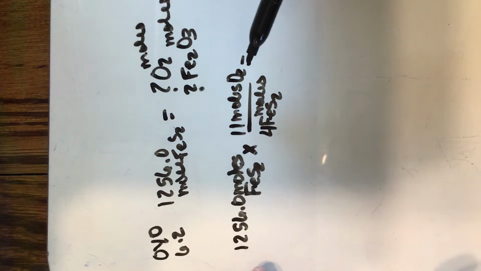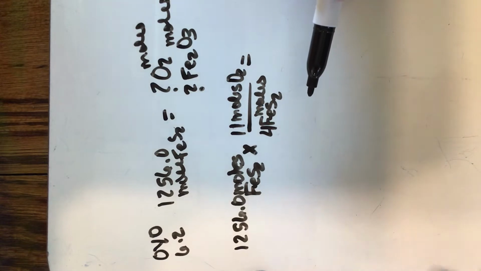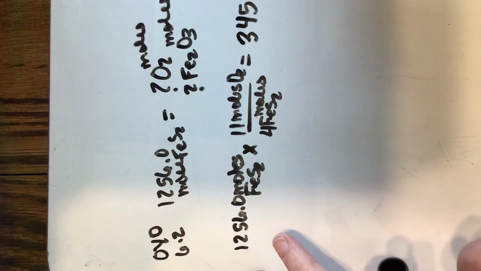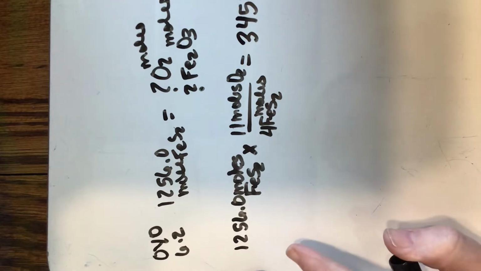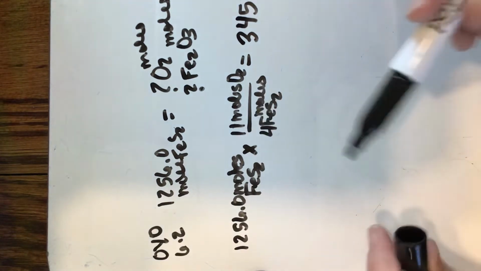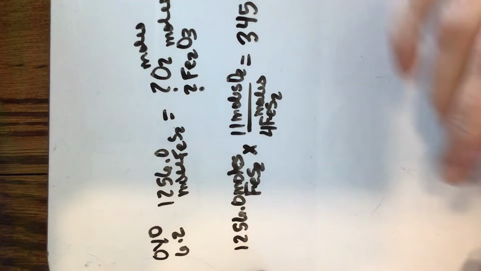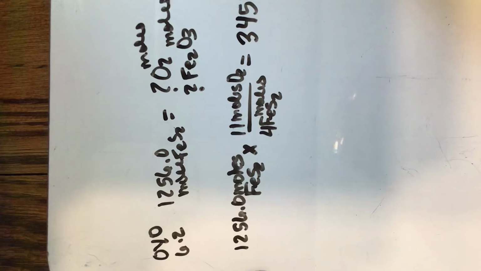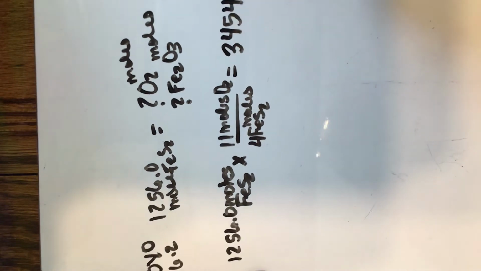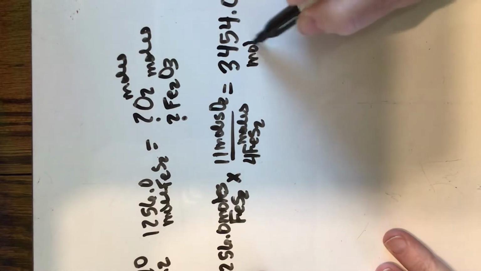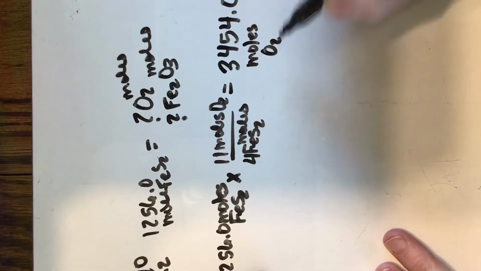I take 1256 times 11 and divide that by 4. And I am going to get 3,454.0. I do want to keep all 5 sig figs because that's what I started out with, and we don't consider the coefficients in the ratios as sig figs, okay? So 34540 moles of O2 would be our answer, okay?